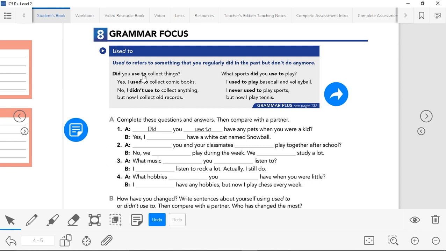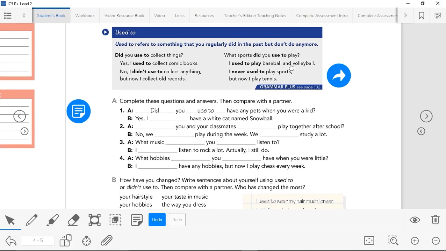This is a yes/no question, and this is a WH question. It's basically the same thing, just using this verb. What sports did you use to play? I used to play baseball and volleyball. I never used to play sports, but now I play tennis. Okay? Very good. I hope that you understand this. It's actually quite easy after you understand how to use it, but it can be a little bit confusing for some people. But I know that you can understand this really easily because you're really intelligent.